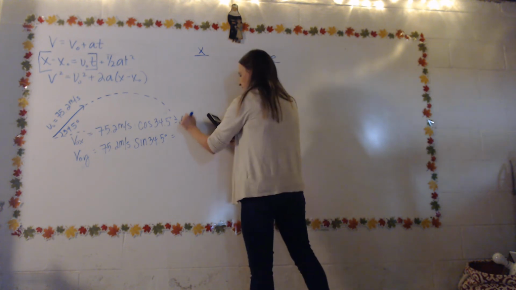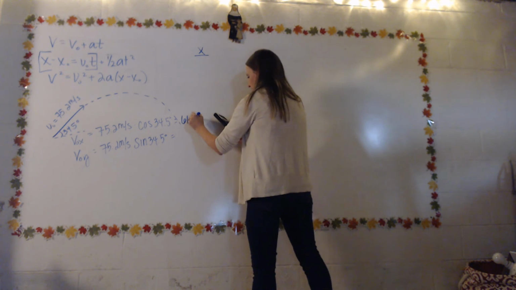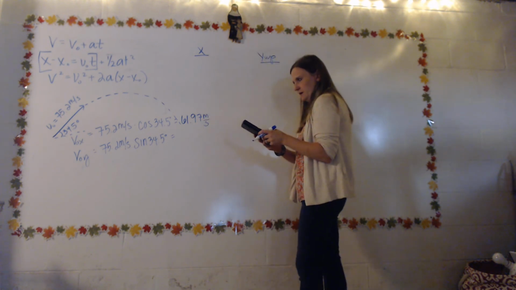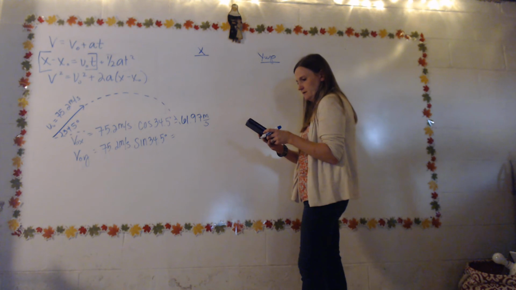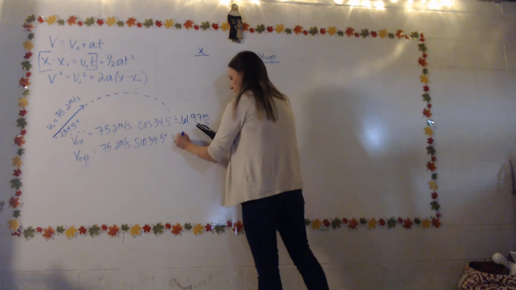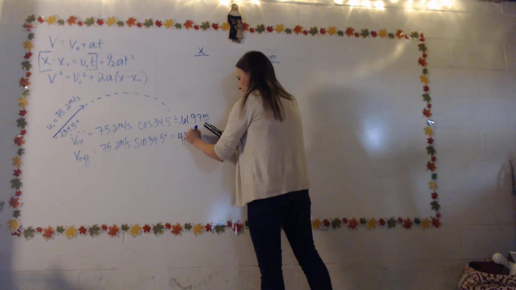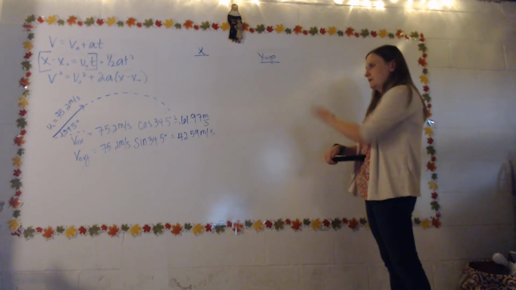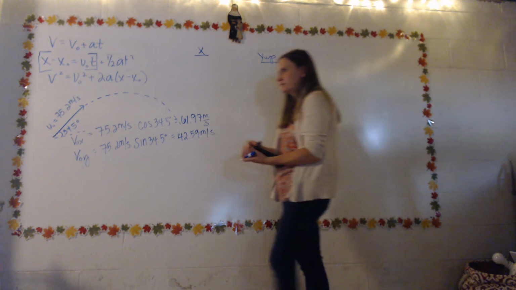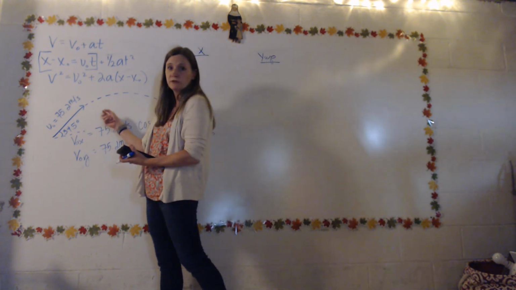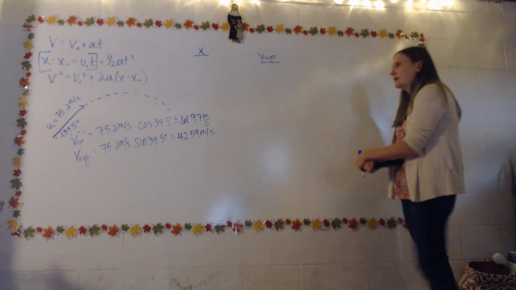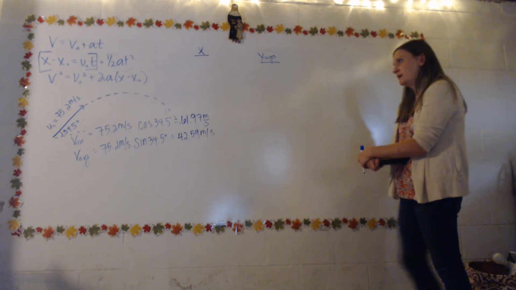So I get about 61.97 meters per second in x, and in y, I get 42.59 meters per second. Okay, so again, I think a great first step, whether you have a type 2 or a type 3 problem, if you've got your initial velocity given to you at an angle, find those x and y components right away.